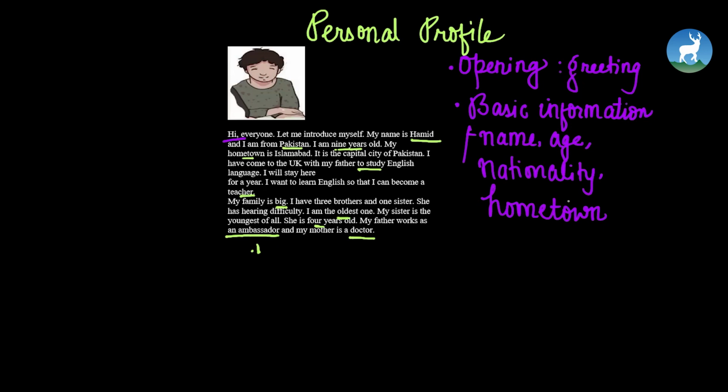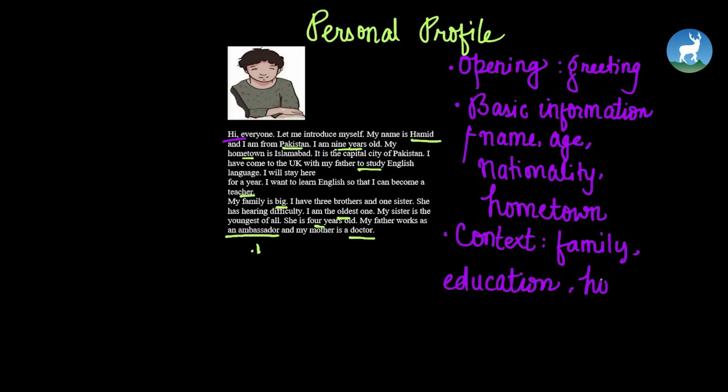Alright, so the other thing that you should keep in mind is giving out a background or context. Here we have to include certain things, and those things could be about family. It could also be about education. Also, it could be about hobbies or interests, right? These things are going to make your personal profile appear more impressive.